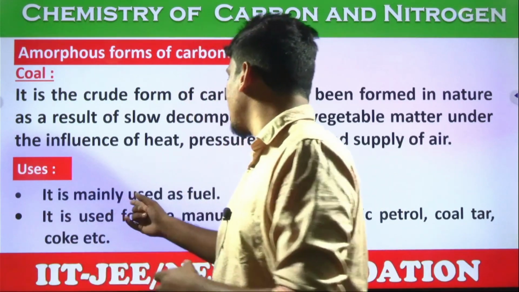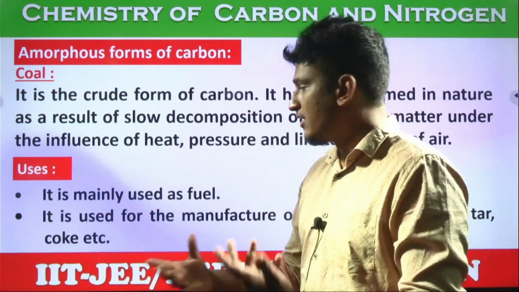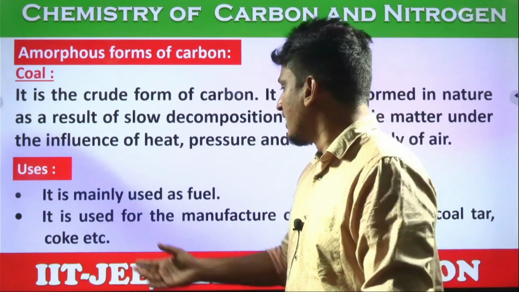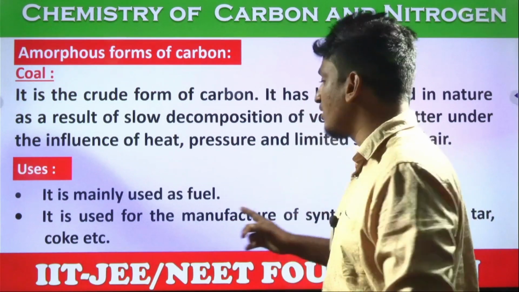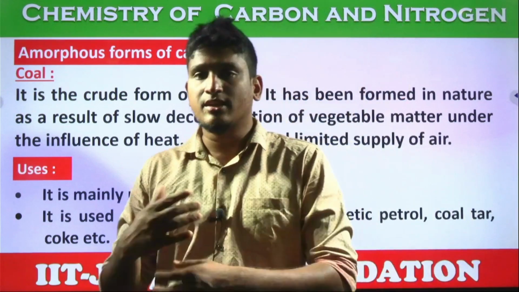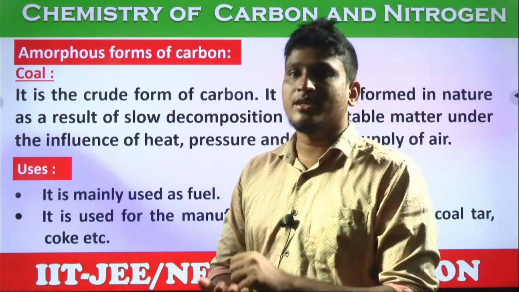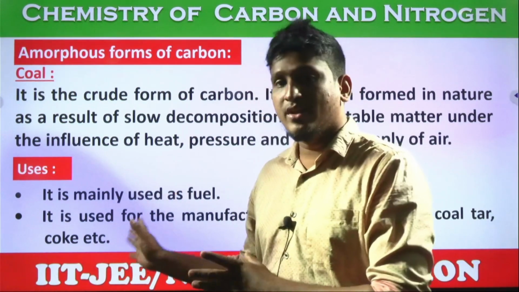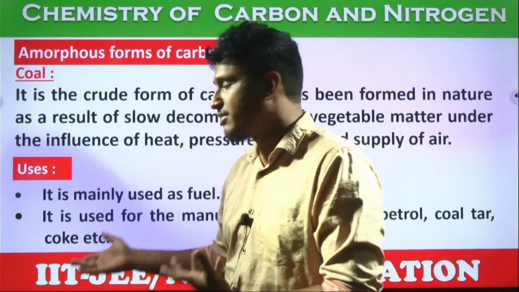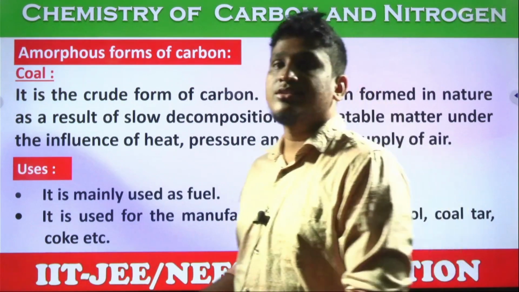So uses, it is mainly used as a fuel for burning purpose, for the temperature. It is used for the manufacturing of synthetic petrol, coal tar and coke. Like I said, by the destructive distillation, we can make different components. We can separate different components from the coal, and they have different uses. Coke is used as a reducing agent for metallurgical purposes. Coal tar has many uses.